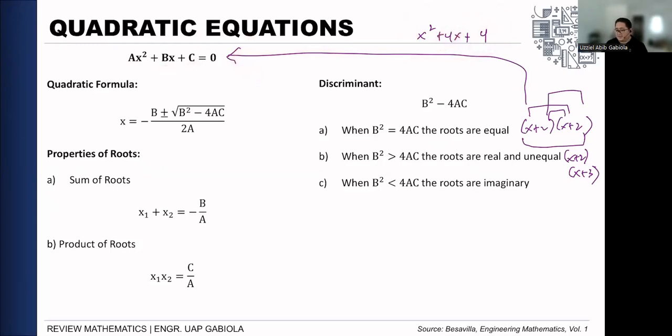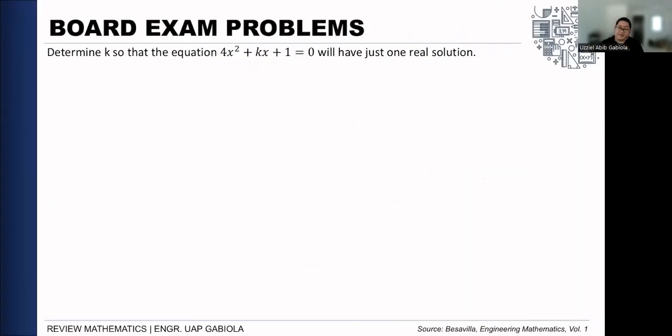Okay? And kapag less than naman sa 4ac yung b squared natin, roots are imaginary. So, ibig sabihin, kung titingnan natin sa Cartesian plane, hindi siya nag-exist dun sa real plane natin. Okay? Unlike yung unang dalawa, tumatama siya ng isang beses dun sa x-axis natin. Pero yung letter c, ibig sabihin, wala, non-existent siya dun sa graph natin. Okay? So, let's have board exam problem.